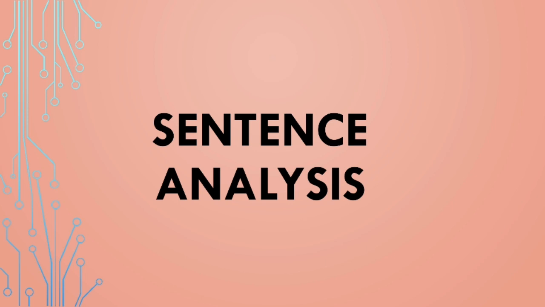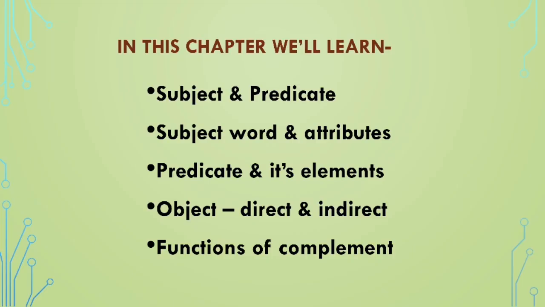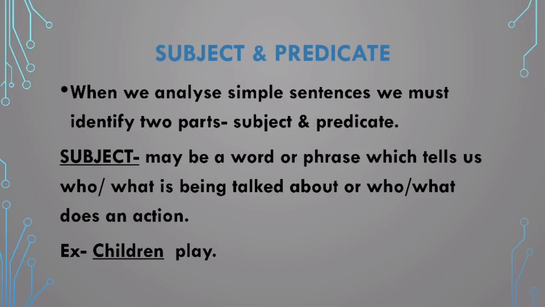Today, we are going to start with a grammar topic which is sentence analysis. So, basically, students, in this chapter, we are going to learn about subject and predicate, subject word and attributes, predicate and its elements, object, direct and indirect objects, and functions of a complement. Okay, so we are going to see these topics in this lesson. First of all, let's start with subject and predicate.